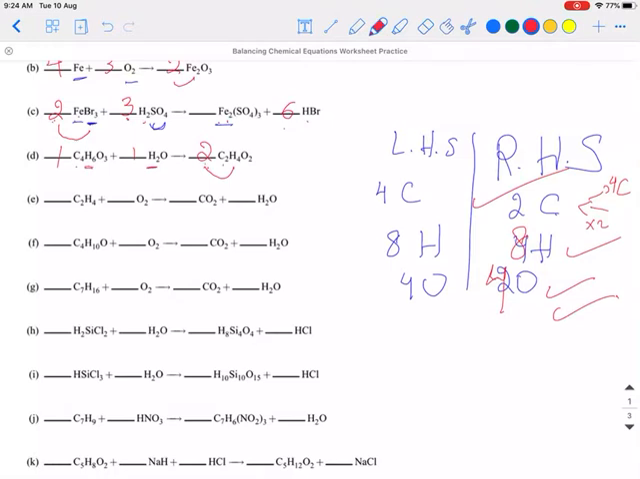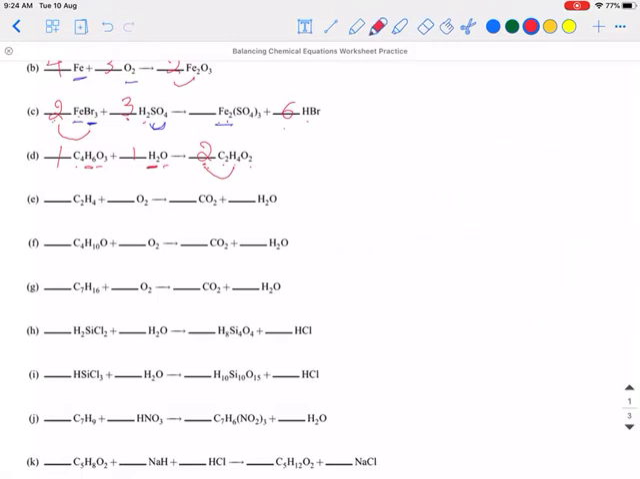Again, the final check: 4 carbon, 6 hydrogen and 2, 8 hydrogen, 2 by 4 is 8, 2 by 2 is 4 oxygen, and 3 and 1, 4 oxygen. The equation is balanced like this. We will move to part E.